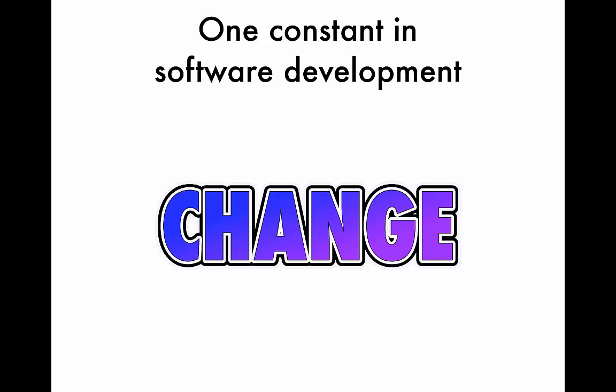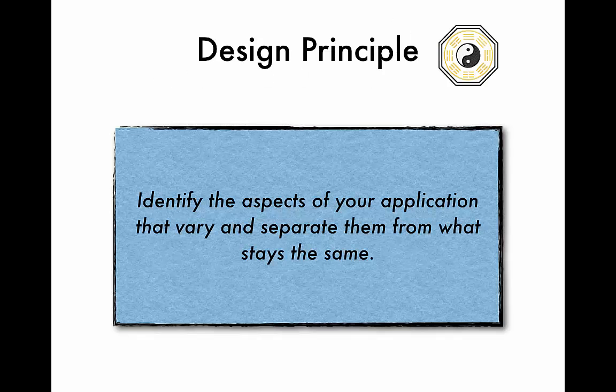As an example, in our SimuDuck application, we know that we're likely to add different kinds of ducks in the future, but we also know that we're likely to add different kinds of duck behaviors. We'd like to design a system that is robust to both kinds of enhancement. This leads us to our first design principle. Identify the aspects of your application that vary and separate them from what stays the same.